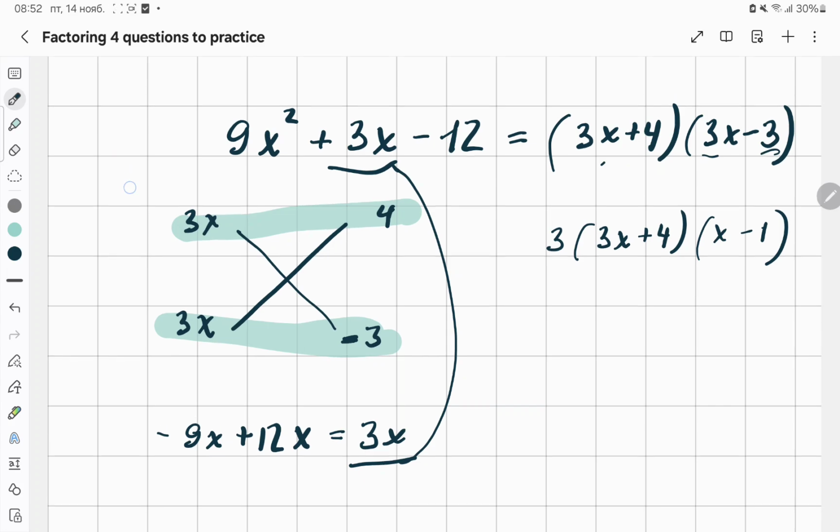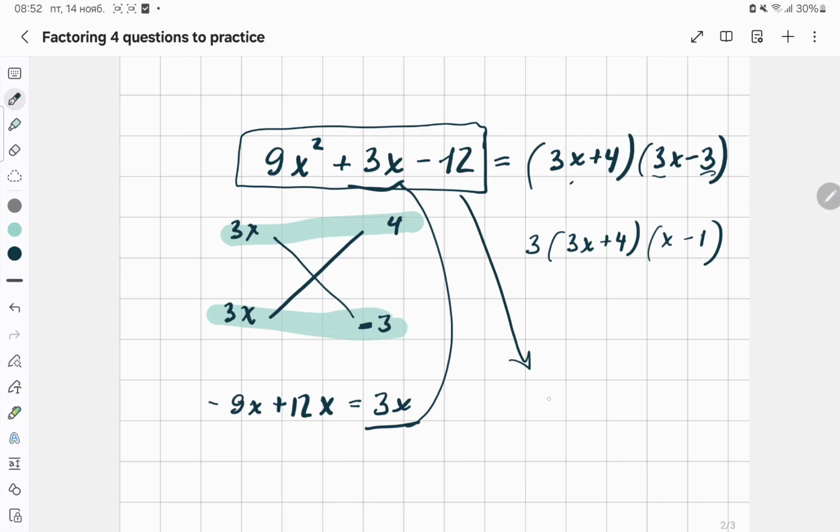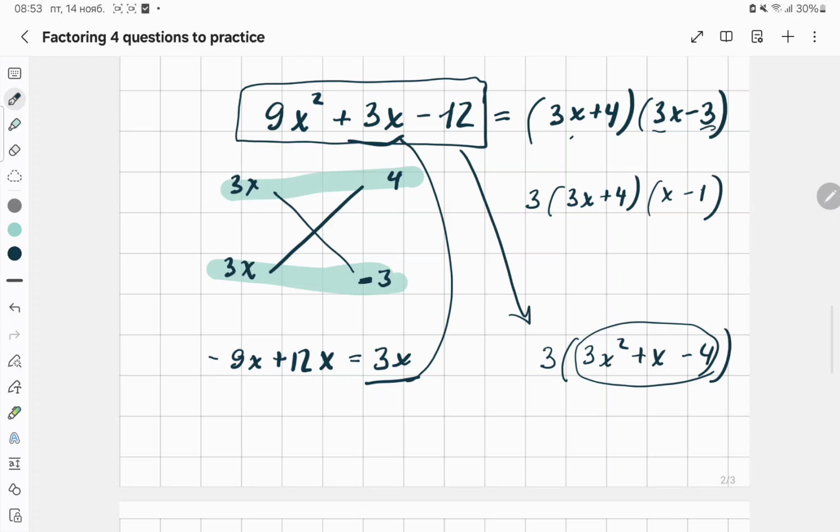Okay, try another approach, guys. Exactly for this question, you can try to take 3 out of the brackets first. Look here. So we can take 3 out of the brackets: 3 times x squared plus x minus 4. And now you can try to factorize this straightforwardly and compare with this solution. I think it's a bit faster.